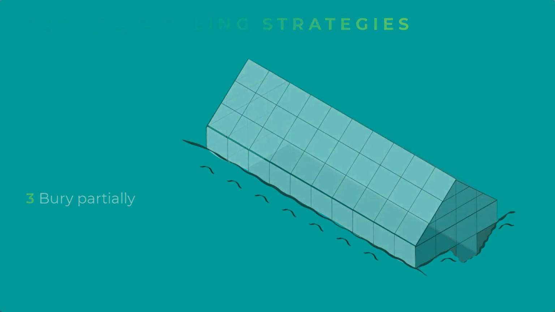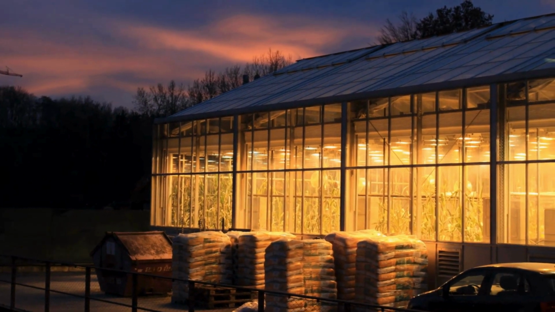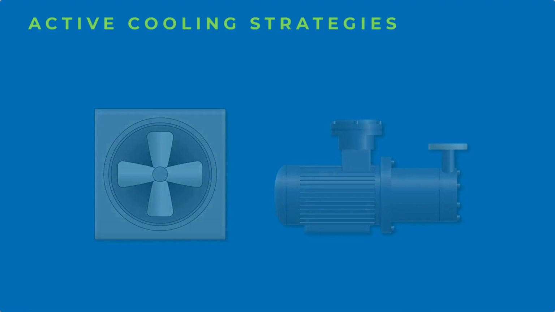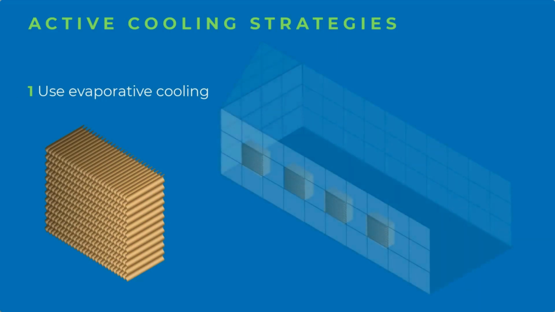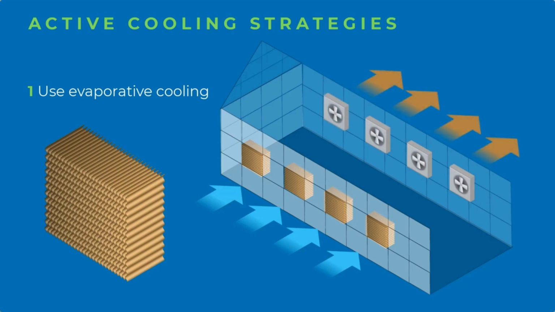If passive cooling strategies do not keep your greenhouse cool enough during the hotter times of the year, active cooling may be required. Active cooling is done with fans, pumps, or other equipment that requires energy to operate. The most efficient form of active cooling is evaporative cooling. Evaporative cooling is when air is pulled into the greenhouse through wet, evaporative pads, which then lowers the air temperature and is subsequently exhausted by exhaust fans, typically located on the opposite side of the room or in the roof.